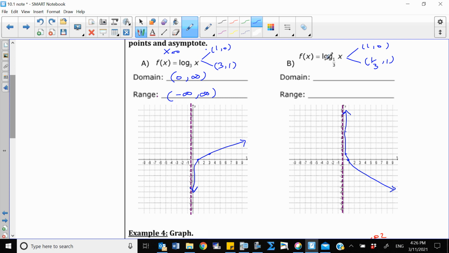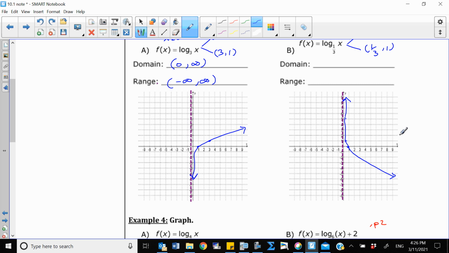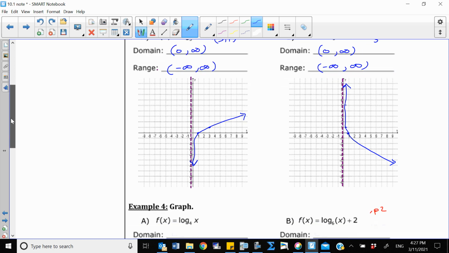So notice the difference between these 2 functions. One of them is base 3. That means the function is increasing. It's going to the top. It's going up. But the other one, the base is 1/3. Notice that this time your function is decreasing. It's going down. The domain, move left to the right, still starting from right after the asymptote, which is 0. So 0 to infinity. And range, again, from the bottom side and the top side, both are continuing to go to the top and the bottom. So range is, again, negative infinity to infinity.